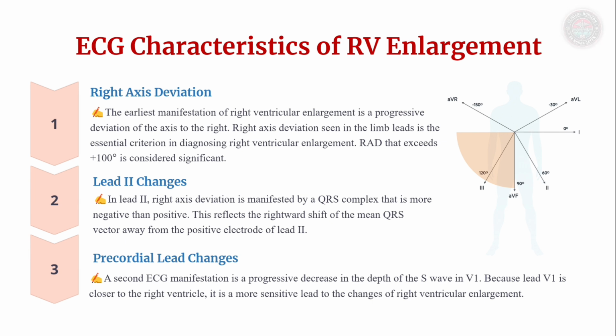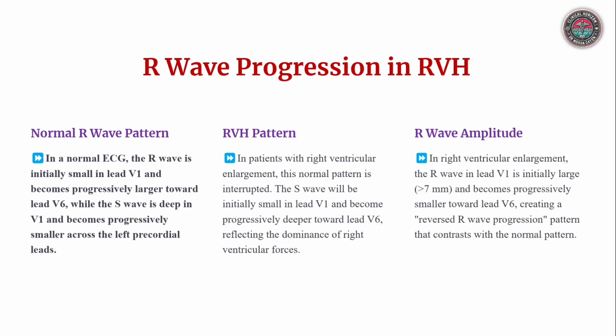R wave progression in RVH. In a normal ECG, the R wave gradually increases in amplitude from V1 to V6, while the S wave decreases. In right ventricular enlargement, this pattern is disrupted, with an increased R wave in V1, more than 7 mm, progressive R wave reduction toward V6, and deep persistent S waves in lateral leads. This reversal of normal R wave progression is a hallmark of right ventricular hypertrophy.